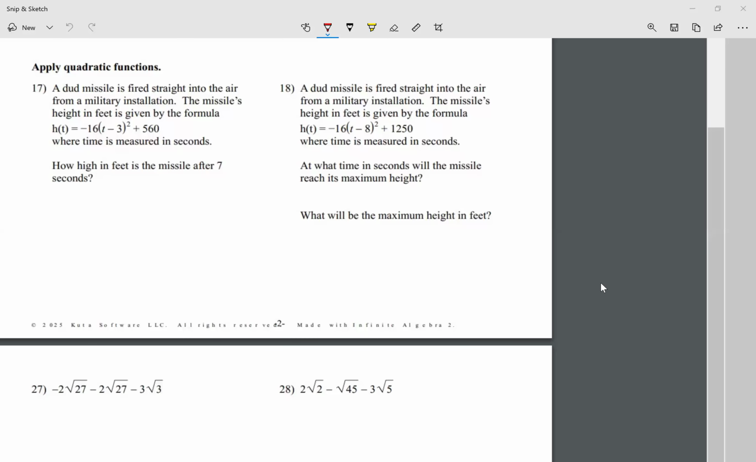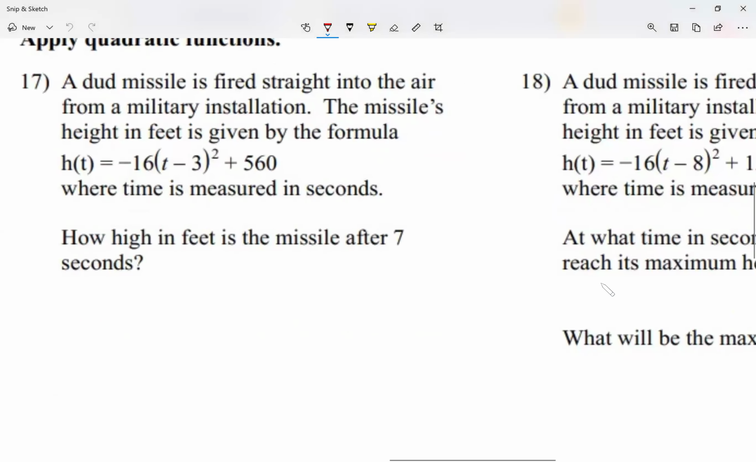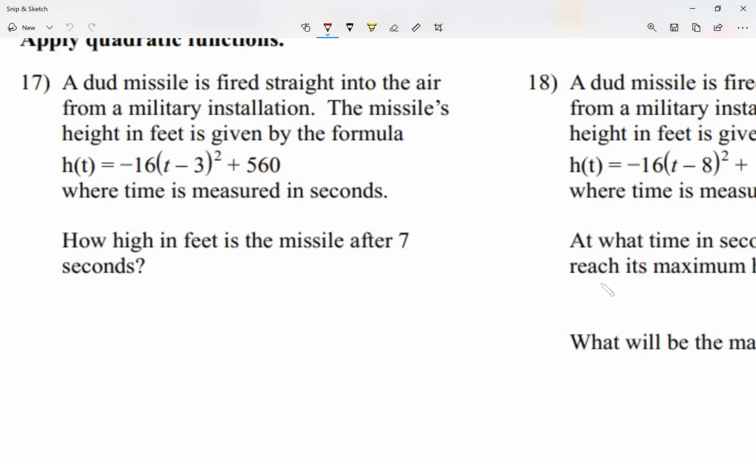Okay, so for today, I'm going to be working questions 17 through 20. So yes, we will have to flip the page. Let's take a look at number 17. We're going to start applying functions. I'm going to give you guys equations, and we're actually going to use this like a little realistic event. So we're going to apply quadratic functions.